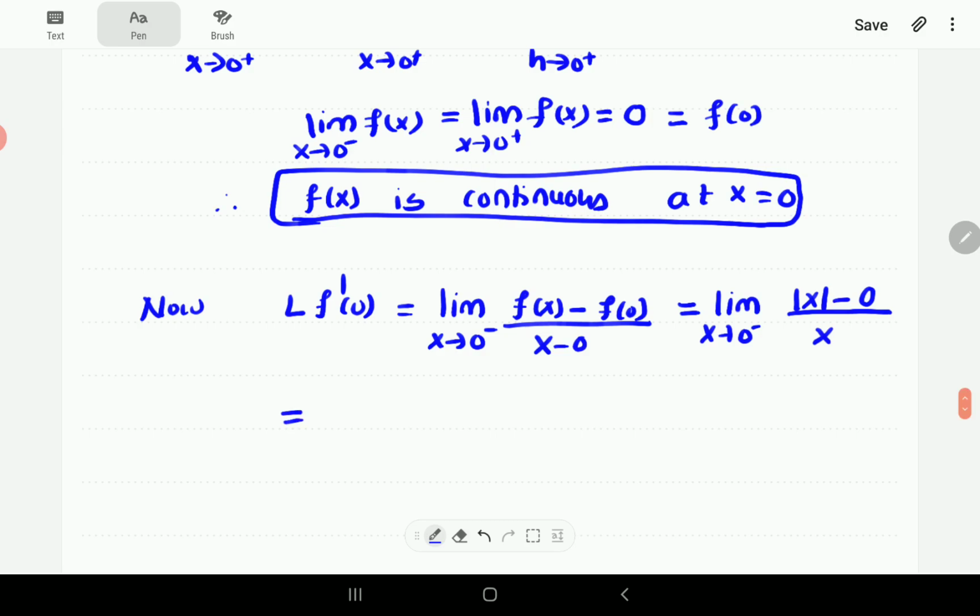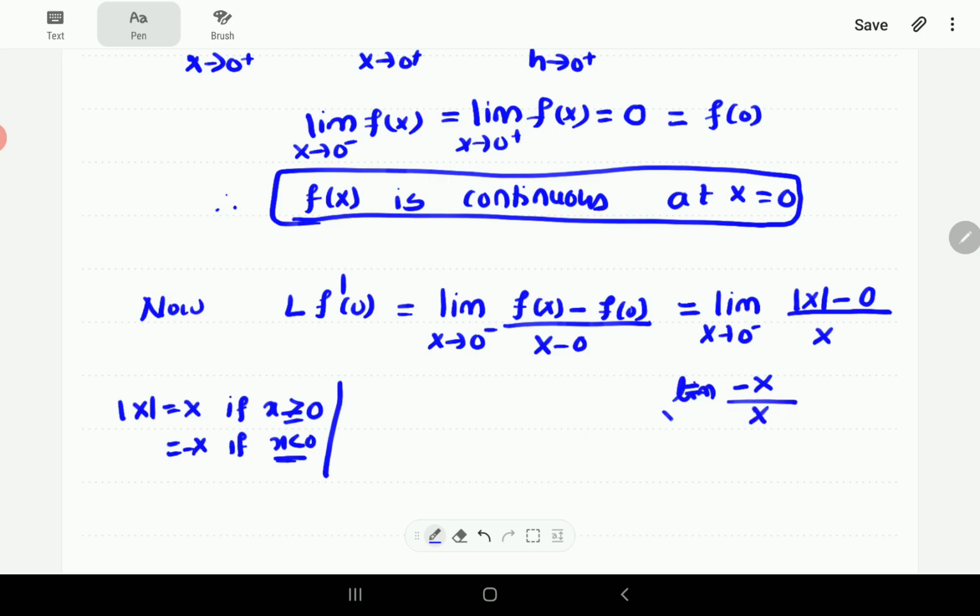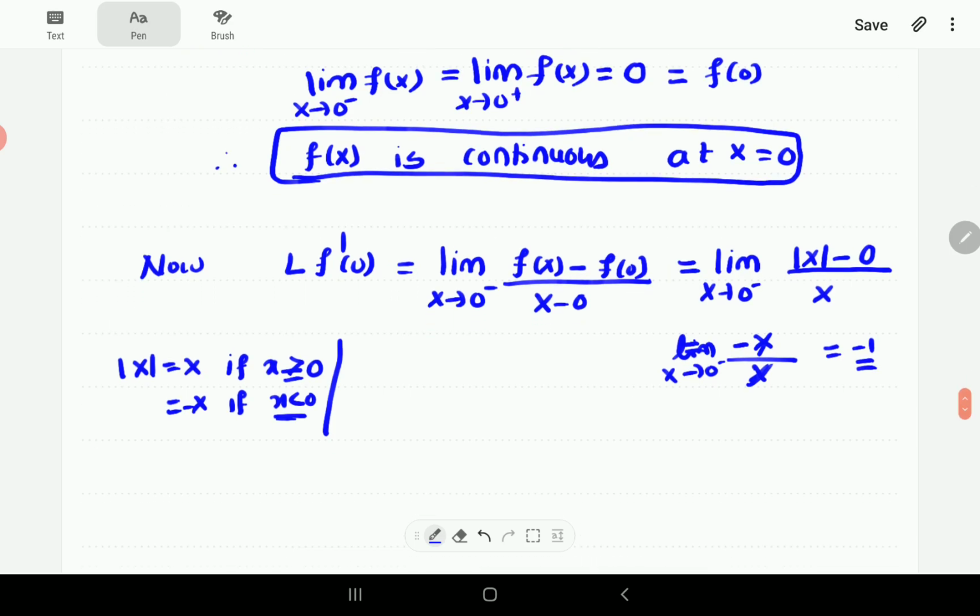Now, as you know, by the definition of mod x in the first module, mod x is x if x is greater than 0, and it is negative x if x is less than 0, right? This is what we know. Now as x is tending to 0 minus, meaning from the left hand side x is less than 0, your modulus of x will be negative x upon x. So this is the limit as x tends to 0 minus. Here I can cancel this x. This will be negative 1.